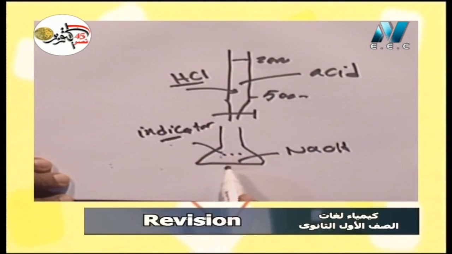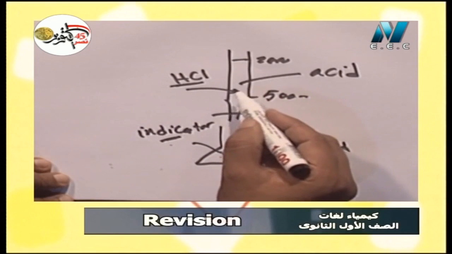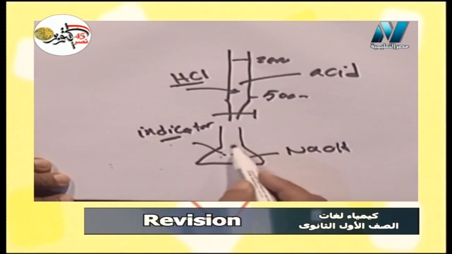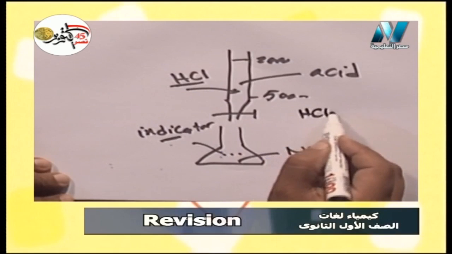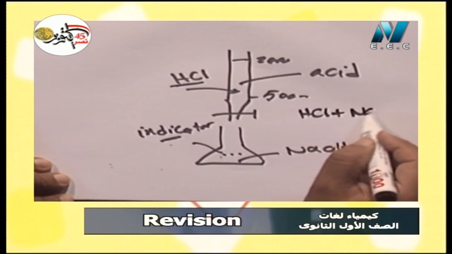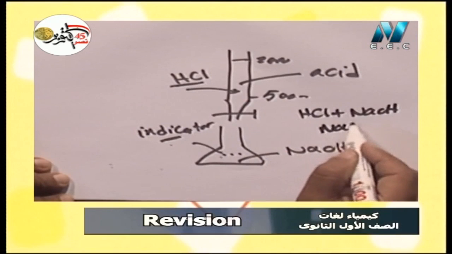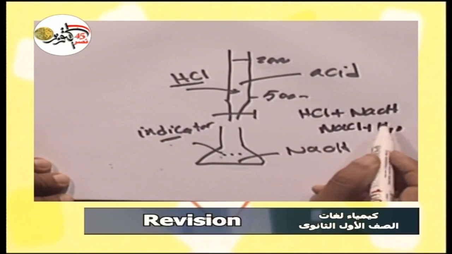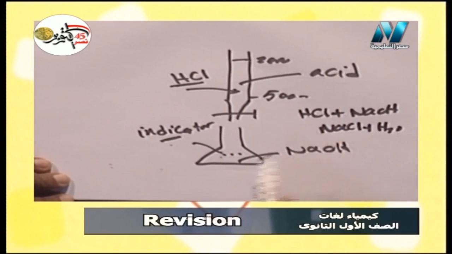Why? To know the end point. So when the HCl falls from here, HCl reacts with NaOH and gives NaCl and H2O. And we know the end point. That means that all the sodium hydroxide is used up, through using some indicator like litmus paper, litmus dye, phenolphthalein, methyl orange, and bromothymol blue. All these indicators can be used here to know the end point.